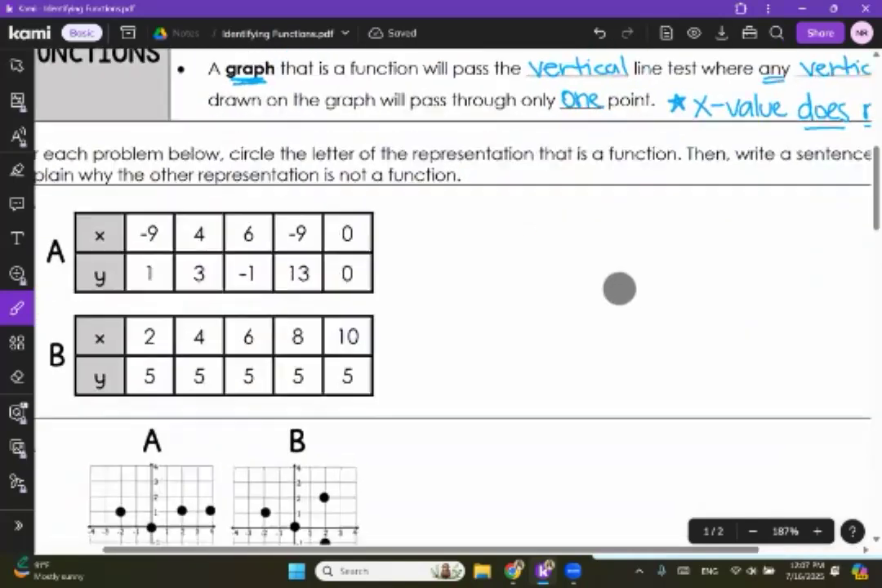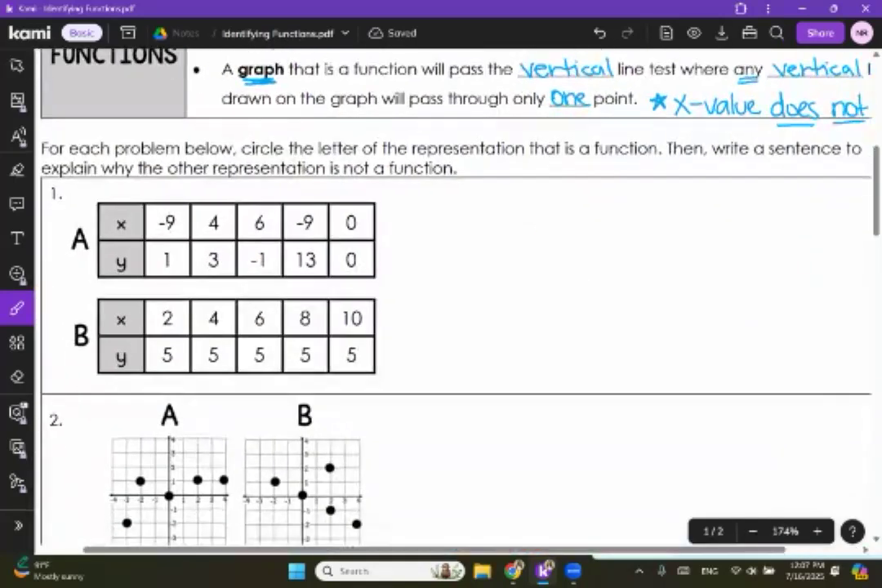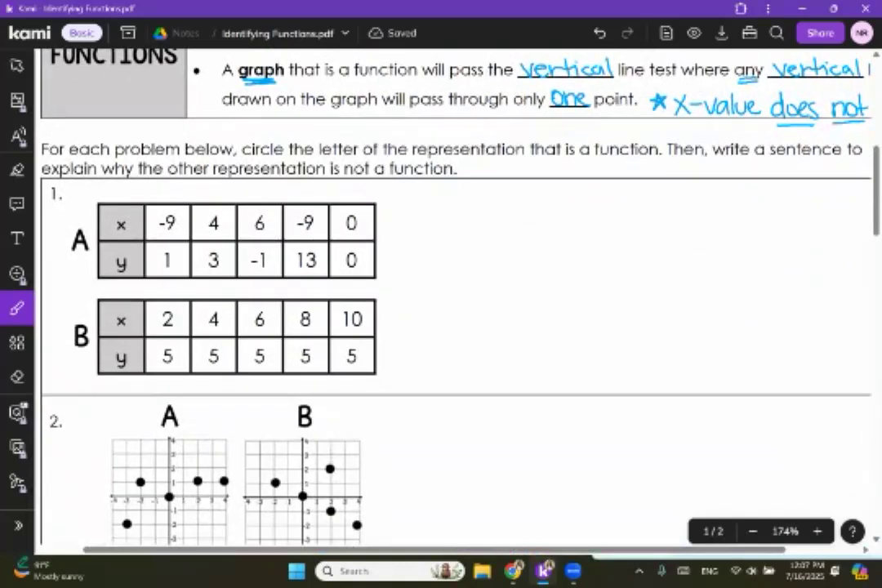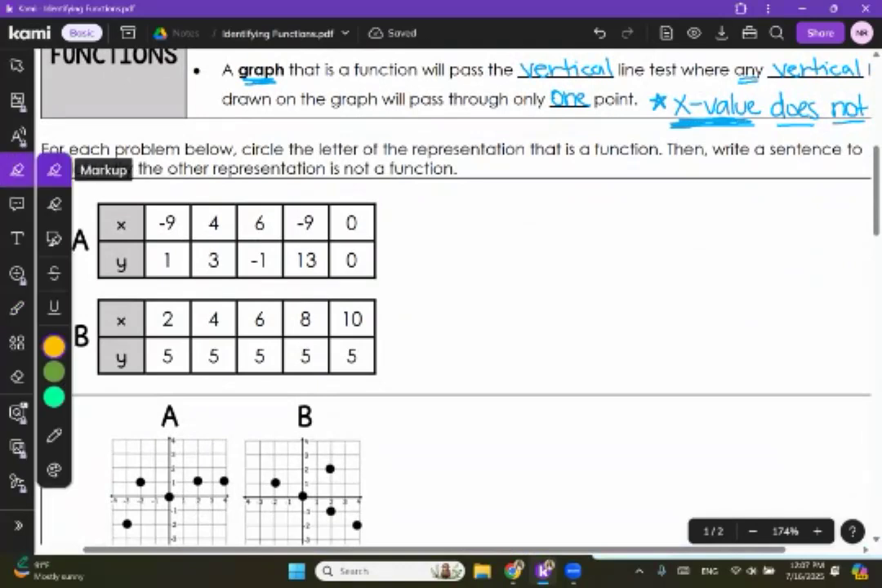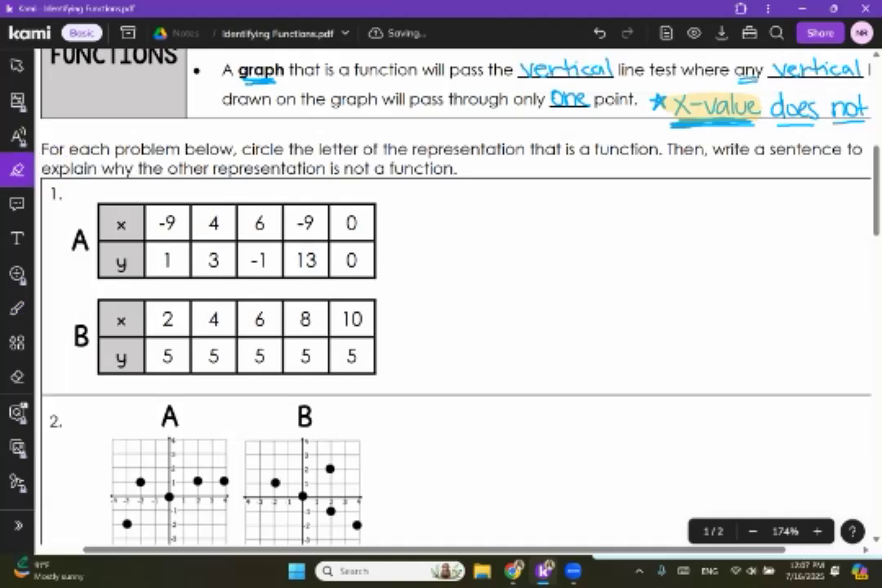Anyway, the X value does not repeat in a function. Because we're only focused on the X value, that's a big thing. With functions, you're only focused on the X value. Because of that, I tend to tell my students, let's go ahead and highlight the X values. This is a table. And scratch out the Y values. You don't want to get caught up looking at the wrong number or focusing on the wrong thing.